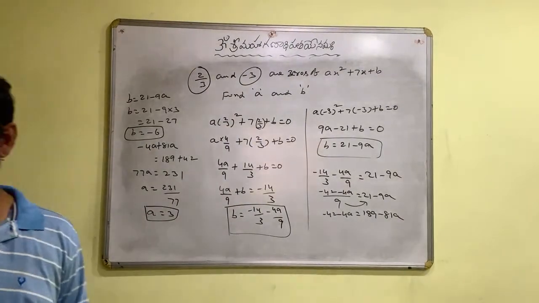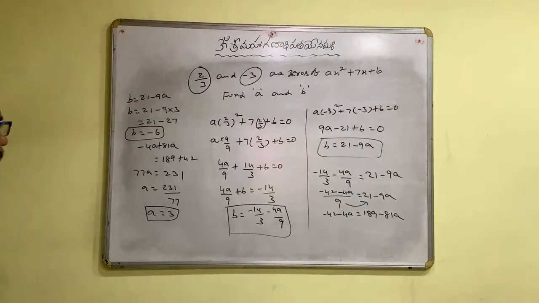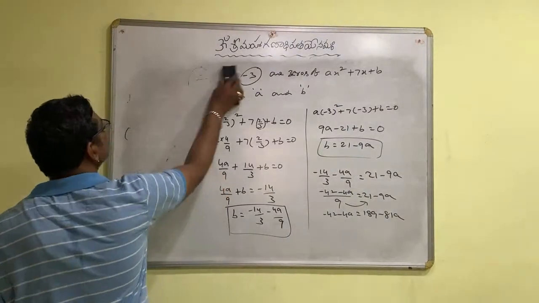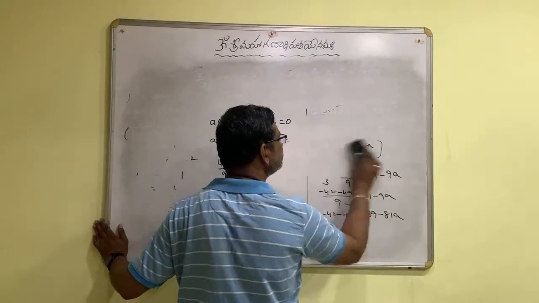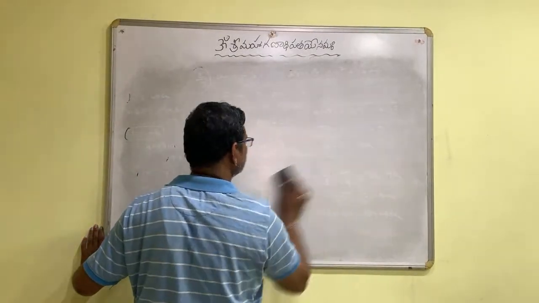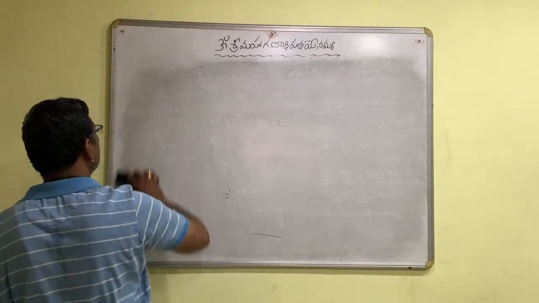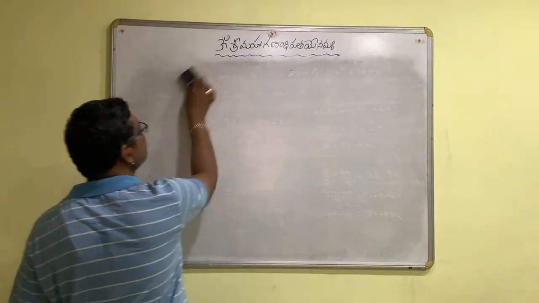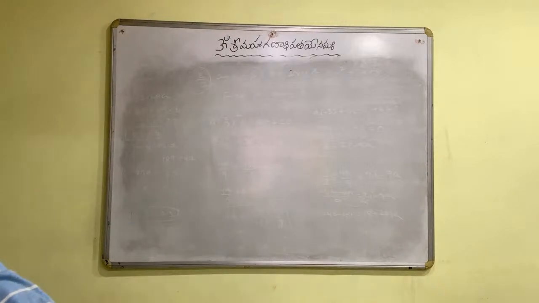So a value 3, b value negative 6. Yes. Next question. And moving on to 2C exercise.